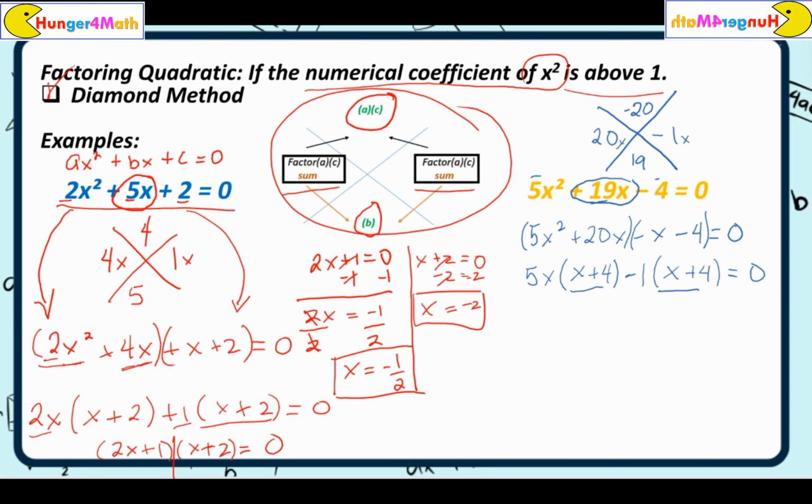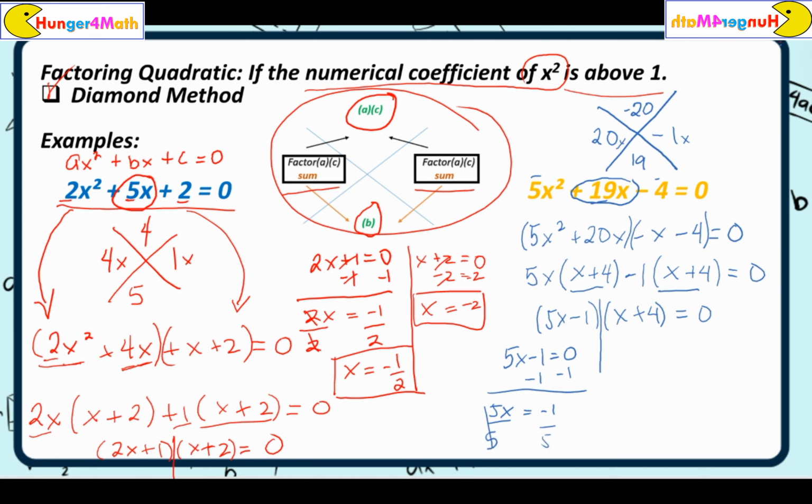Okay. Then next is put together all the common factors. That will be 5x minus 1, and just copy one of the x plus 4. Then equate it to 0. Then split into 2. Equate both to 0. This will be 5x minus 1 is equal to 0. So add 1 to both sides. Become 5x is equal to 1. Then divide both sides by 5.